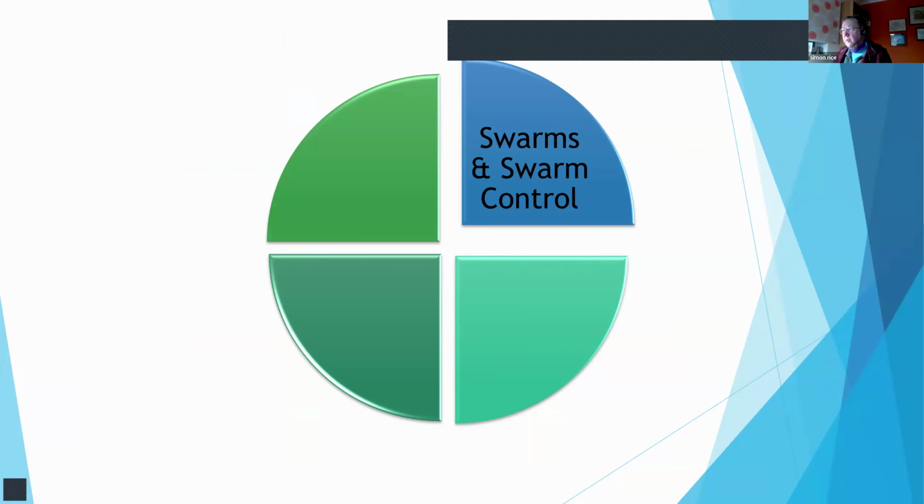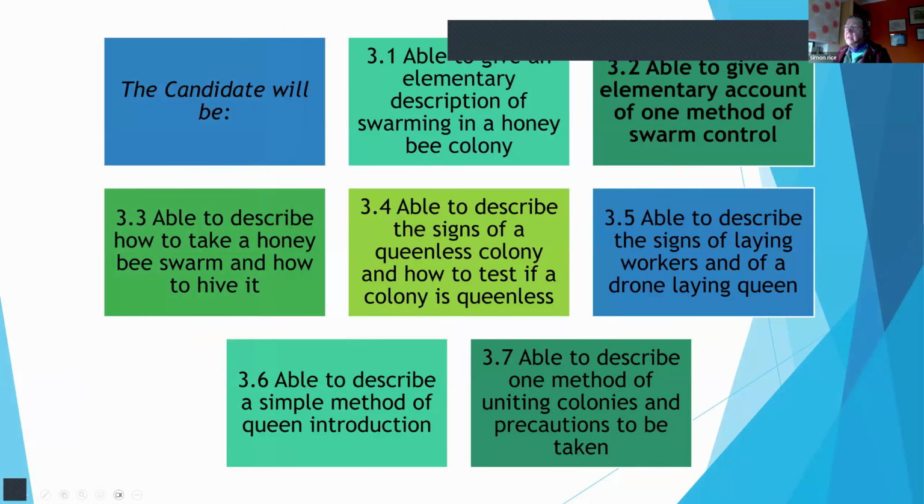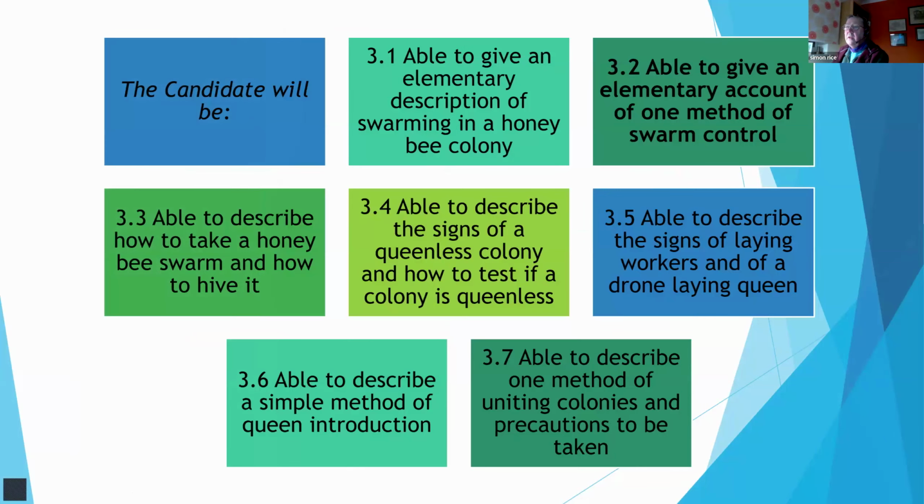Okay, so swarms and swarm control is a big section. And one of the key ones here is being able to give an elementary account of a method of swarm control. Okay, so this is something that you need to learn, and ideally practice with your bees. Usually, associations teach a method like the Pagden artificial swarm.